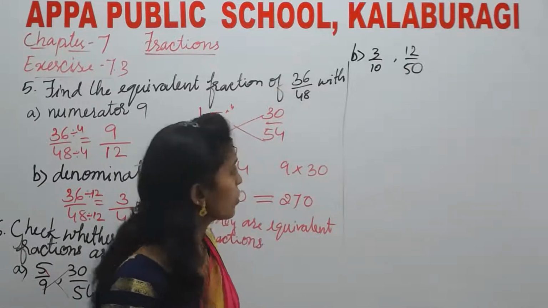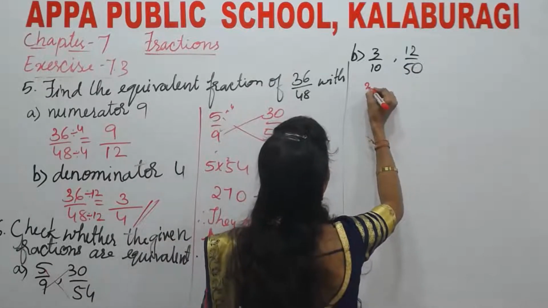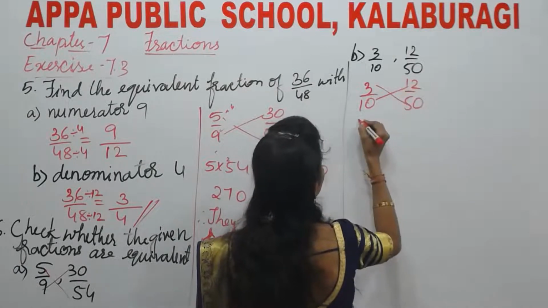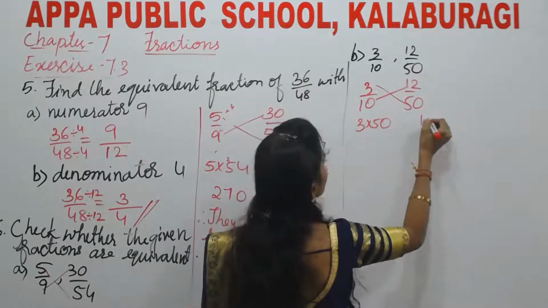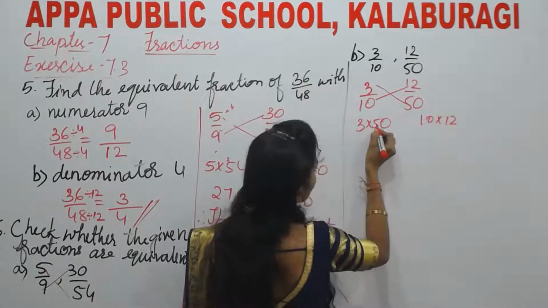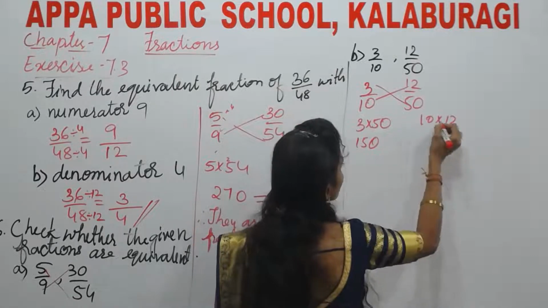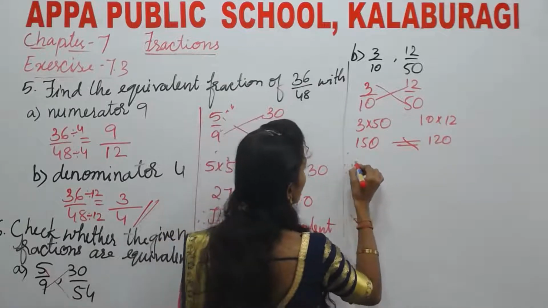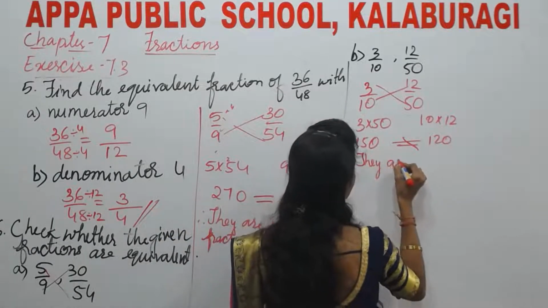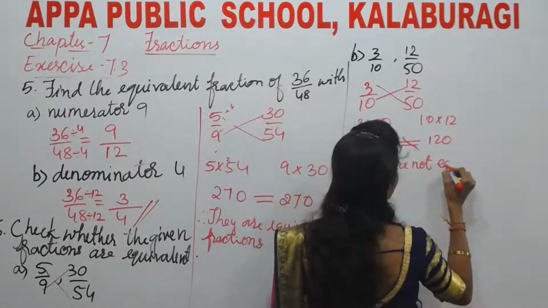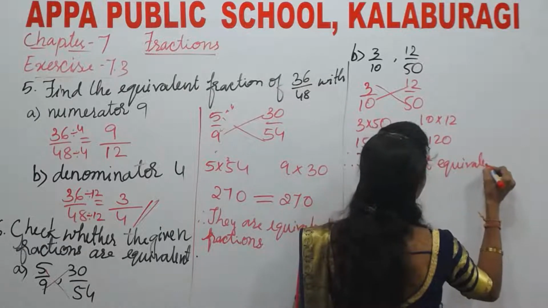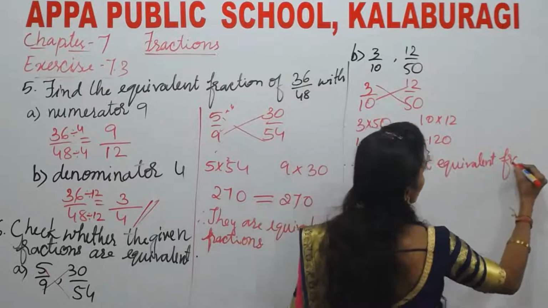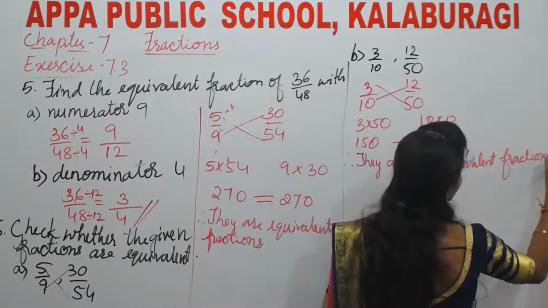So what to do here? 3 by 10, 12 by 50, cross multiply. 3 into 50, 10 into 12. 3 fives are 15, 0 as it is, 150, and 120. So they are not equal. Therefore, they are not equivalent fractions.